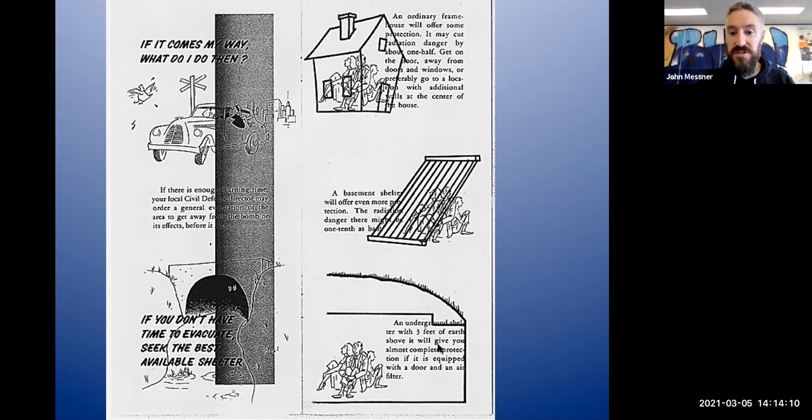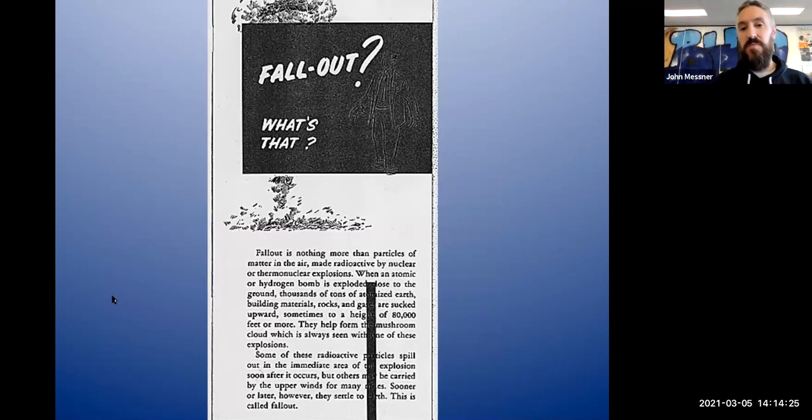But the best, obviously, is an underground shelter with 3 feet of earth above it, which will give you almost complete protection if it is equipped with a door with an air filter. So now you're really getting serious if you're making an underground bunker to protect yourself from a nuclear attack.